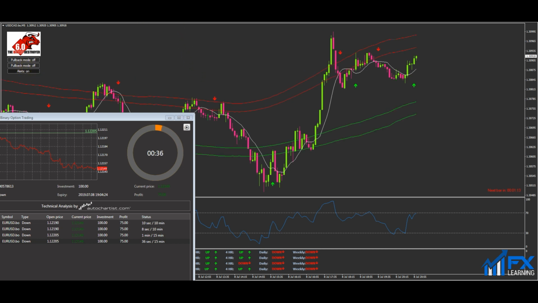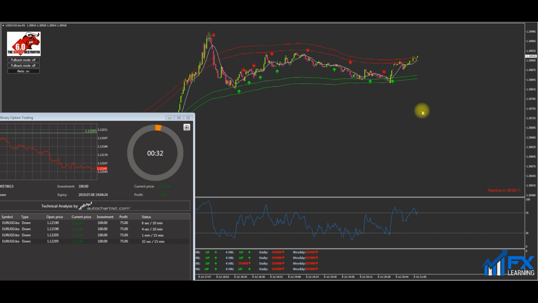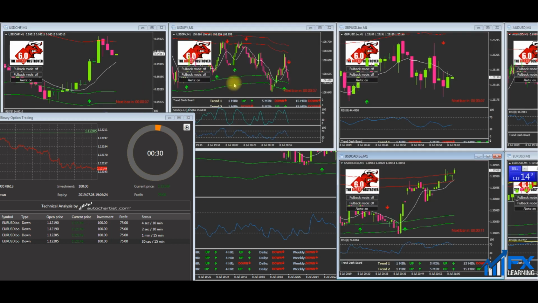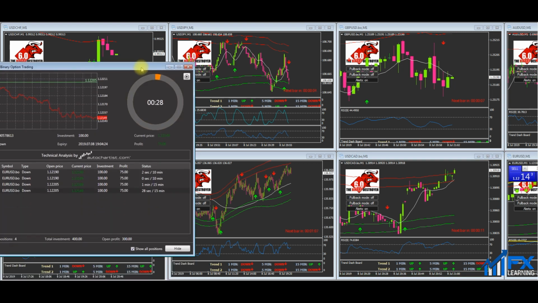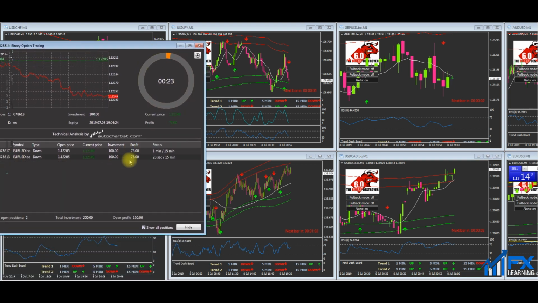This is the big difference. This trade is against the trend, so I wouldn't take it. It's a little bit risky. Well, that's just looking at the picture. As you can see, these trades now have come into the money.